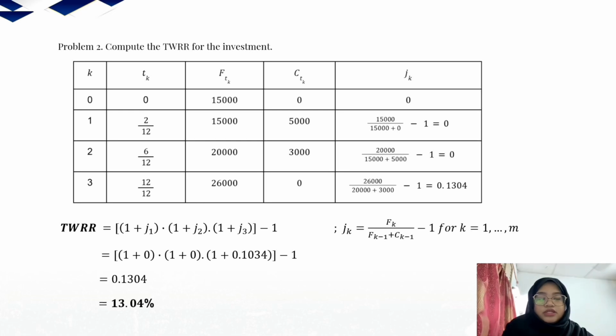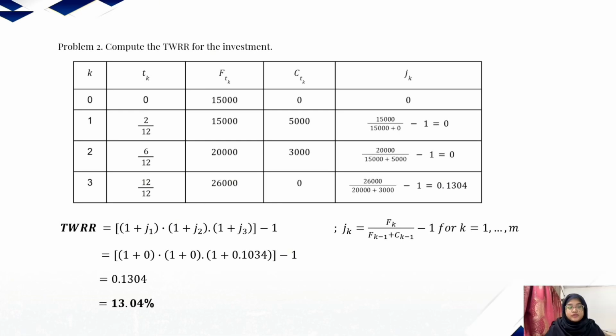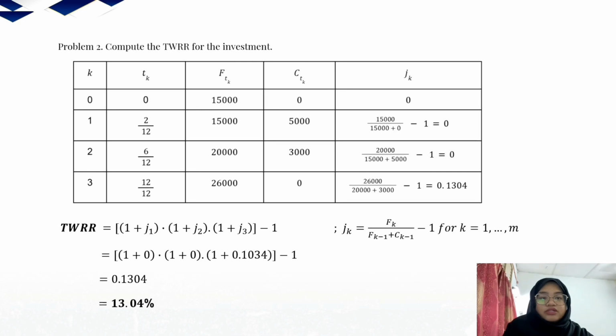The fourth column CTK indicates the external cash flow injected during that period. At K equals 0, there is no contribution. At K equals 1, 5k for the marketing support. At K equals 2, 3k from the investor. And lastly, there is no new cash flow in the final period, so C3 equals 0. And the last column, JK, is the return for each sub-period calculated using the formulation in the slide. Inserting all these values into the TWRR formula, it will give us a value of 13.04%.